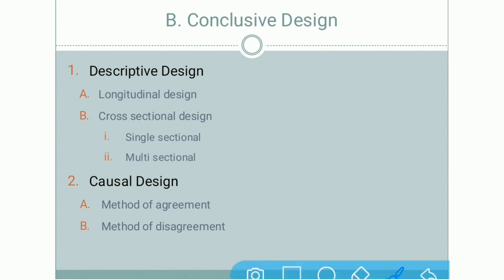So here method of agreement is what? When the required element is there, then only the result will be there. And method of disagreement means when the required element is not there, you cannot get the result. A car is there, you want to start the car, but if fuel is not there, then you cannot get the result. In the same way, a two-wheeler is there, a truck is there, you want to start your vehicle, but if fuel is not there, then you cannot start your vehicle.